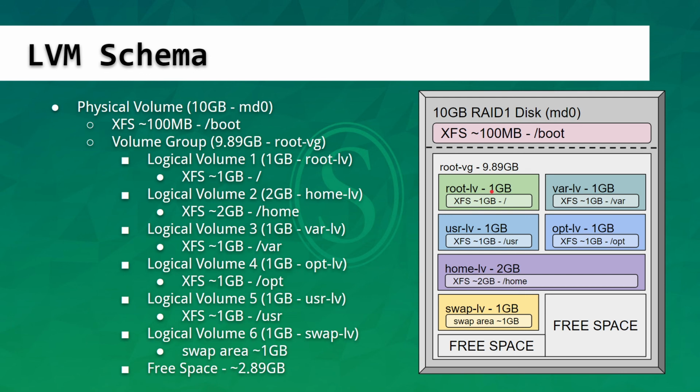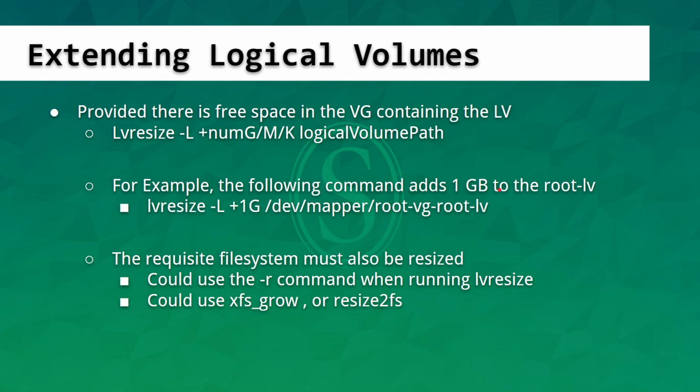But we can see this root logical volume is 1 gigabyte of the root volume group. At the end, we've got some free space that's just kind of hanging out, almost 2.9, almost 3 gigabytes of free space. The great thing about that is we're able to move this free space around. If we wanted to add another gig to the root logical volume, we can totally do that. We can do it really easily, in fact.